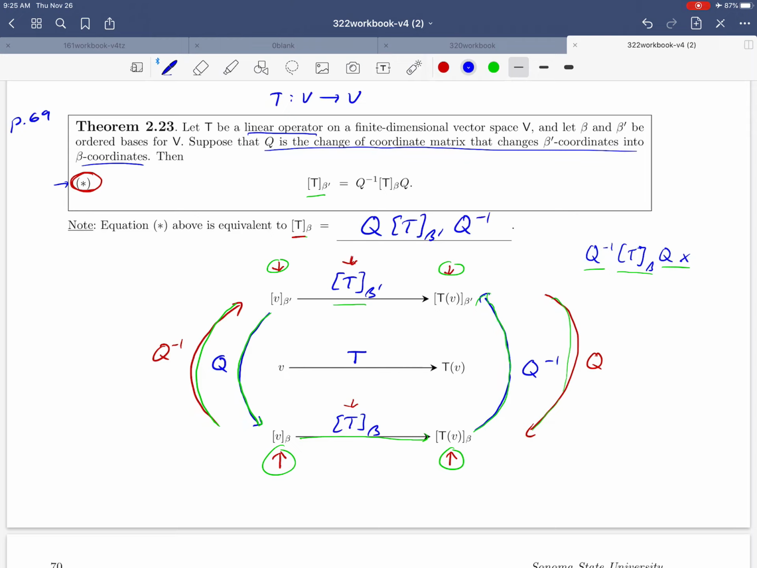And again, we haven't proved this theorem. But we've given some pretty good conceptual evidence that it seems reasonable that it should be true by drawing this diagram. And in the next videos, we'll do some examples showing how this theorem can be useful to us.